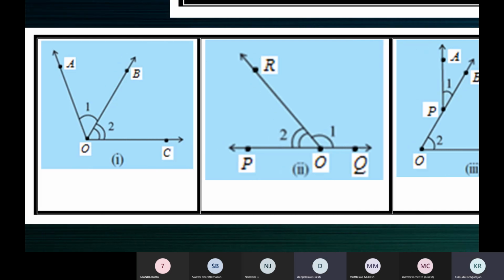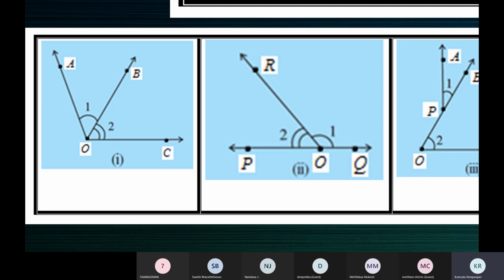Anugraha, in figure 1, do angles 1 and 2 form a linear pair? Yes, ma'am. What do we understand by linear pair? The non-common arms must be opposite rays. I'll get back to Anugraha.